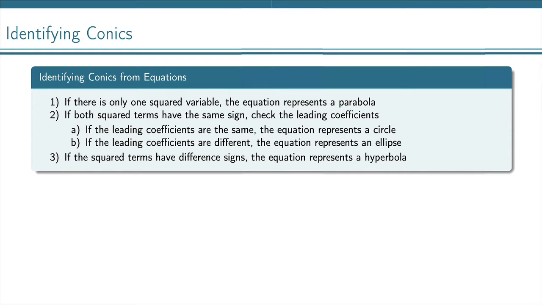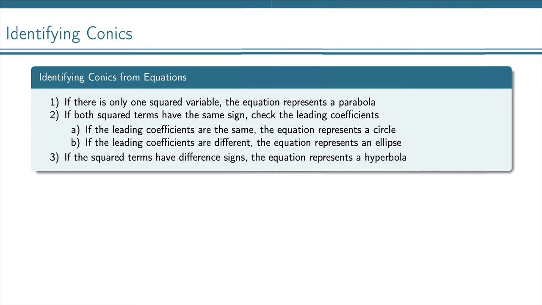Knowing all of our conics, we'd like to be able to identify, just looking at the equation, even if it's not in standard form, what type of conic we're looking at. So there's just a quick process to follow. The first thing is, if only one of our variables is squared, we know that that's a parabola.